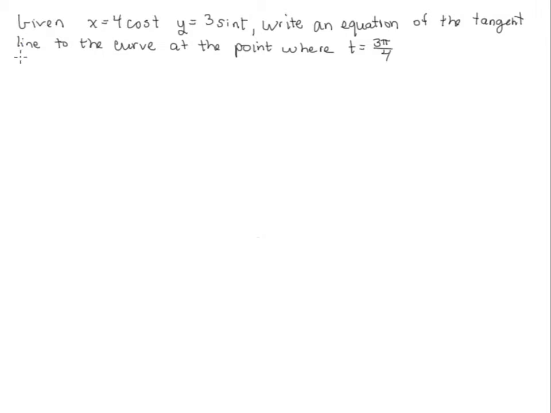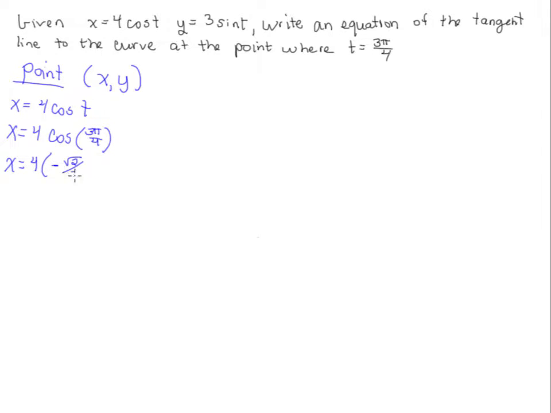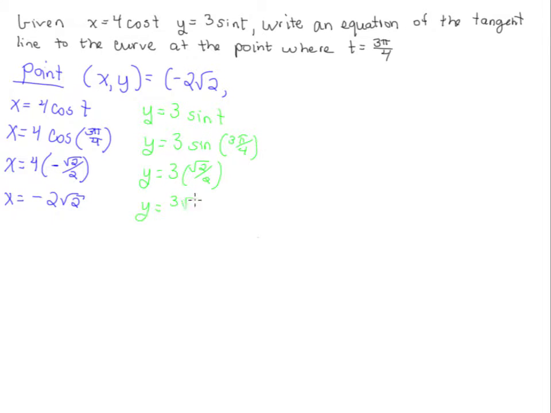Next example, we're asked to find the equation of the tangent line to our parametric curve. So first thing we have to do is find the point (x, y). So plugging in 3 pi over 4 in place of t, we'll simplify this down. We get x is equal to negative 2 times the square root of 2. Do the same thing for y. And I find y is equal to 3 times the square root of 2 over 2.